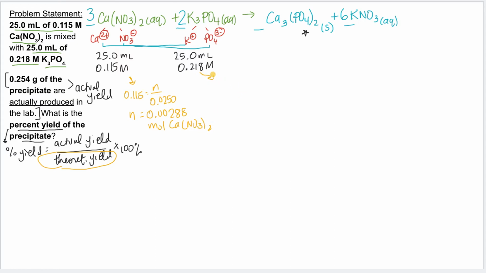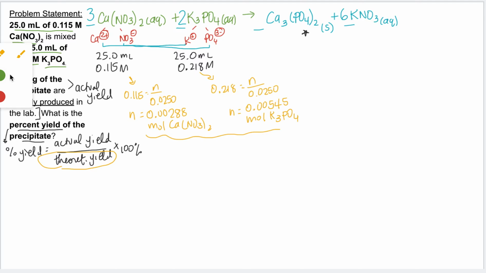And then I'm going to do the same thing, but with the given information for potassium phosphate. So I'm going to take the molarity, and that's going to equal the moles, which we'll solve for, over the volume, which again is going to be 0.0250 liters. So when I solve for the moles of potassium phosphate, I get 0.218 times 0.0250. We're going to keep 3 sig figs again, so it's going to be 0.00545 moles of potassium phosphate. So now that we know the moles of each reactant that we have to start off with, let's set up a mole to mole ratio to kind of figure out what our limiting reactant is.